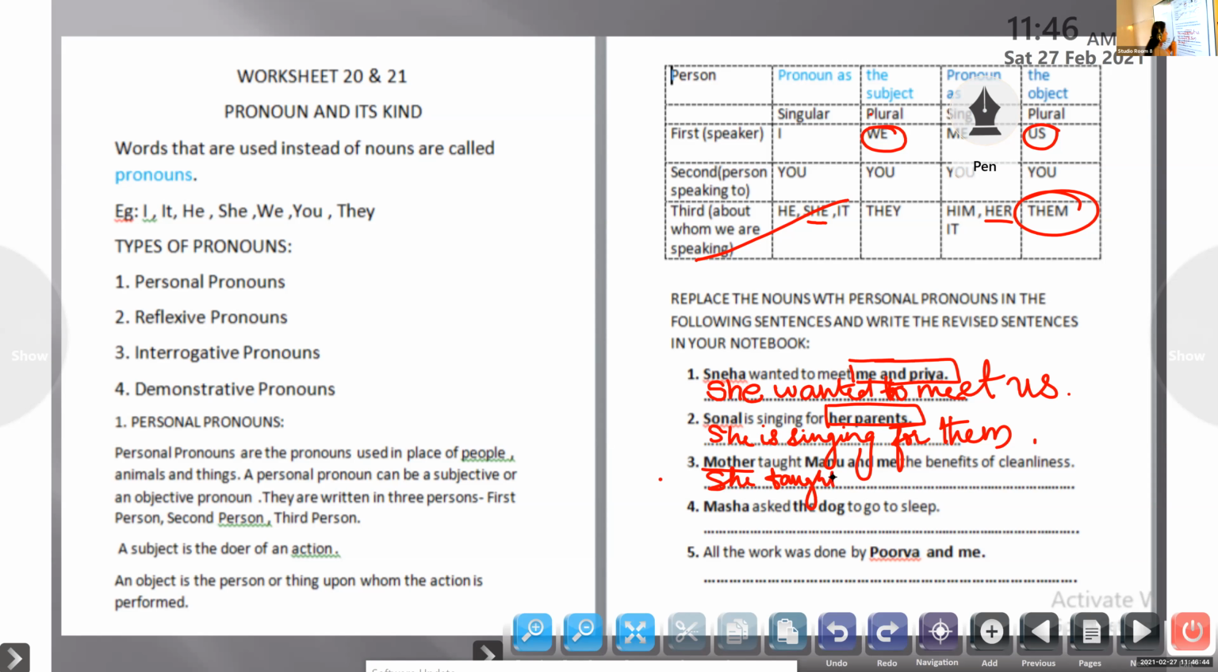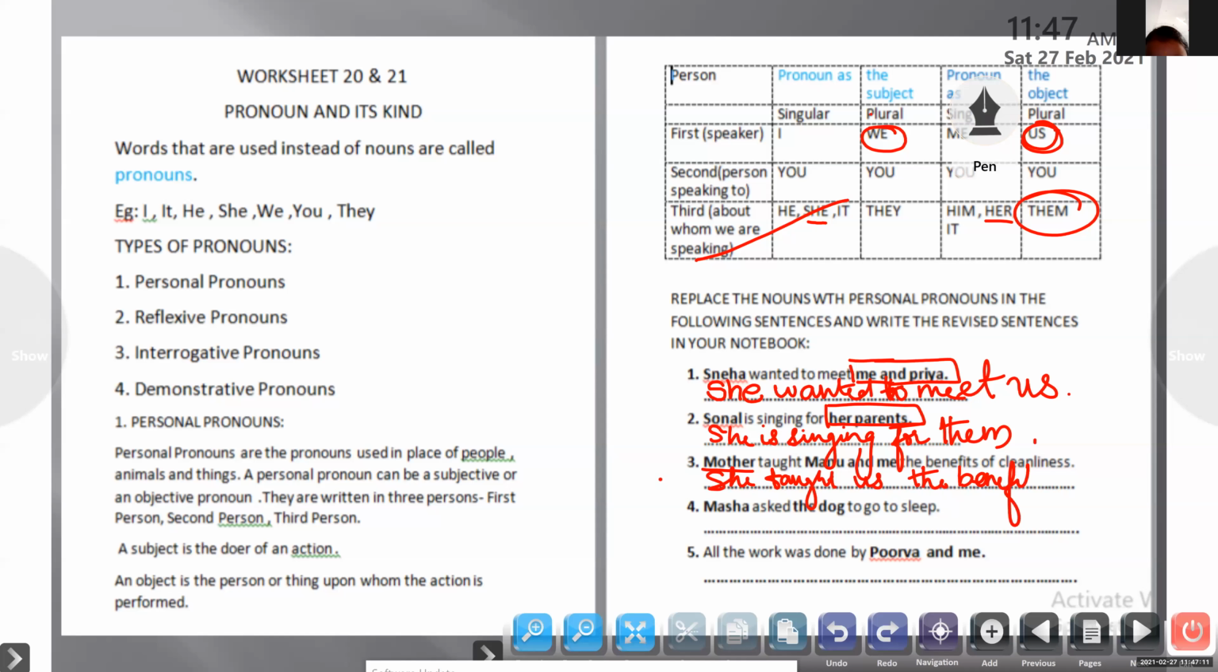Manu and me. Manu and me means you are included in it, and Manu. Manu may be your brother. So she taught. She taught. Yes. We. How come? Two people are there. Us. So here Manu and me are the plural. Here it is used as the object. So she taught us the benefits of cleanliness.